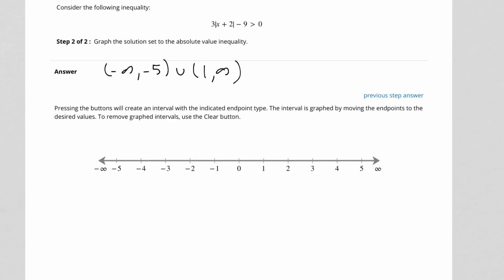We're going to graph the solution set. I recopied my answers, negative infinity to negative 5, and strictly less than or greater than here, so we're going to use a parenthesis at negative 5 opening to the left and shading to the left, and a parenthesis at 1 opening to the right and shading to the right.